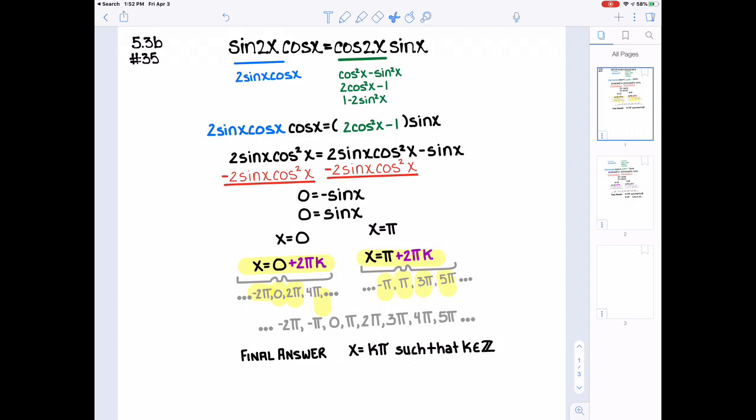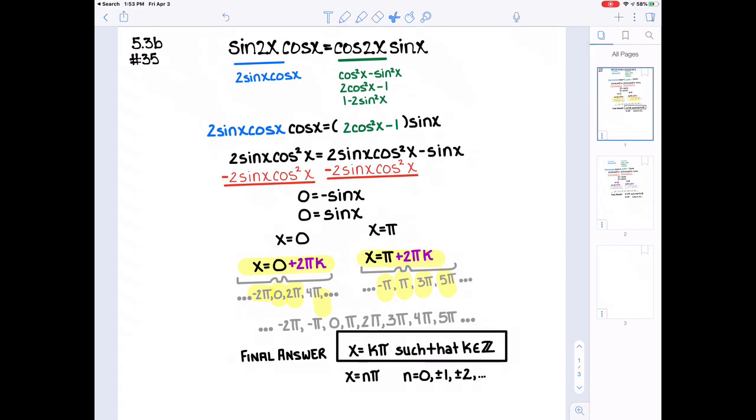The equation x equals k pi would generate all of these solutions. If I let k equal -2, I would get -2 pi, and k equals -1, -pi, and k equals 0, 0, k equals 1, pi, k equals 2, 2 pi, and so on. The best final answer would be the one equation x equals k pi, such that k is an element of the integers. If you notice in the back of the book, they would use x equals n pi, and they just define the n specifically as 0 plus or minus 1 and 2, rather than saying integers.